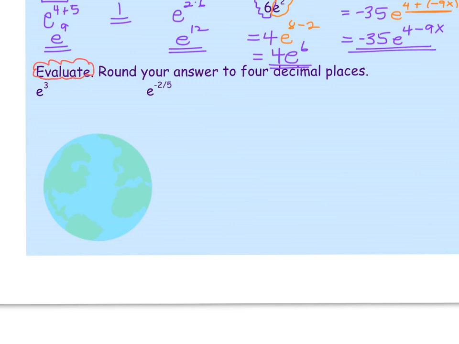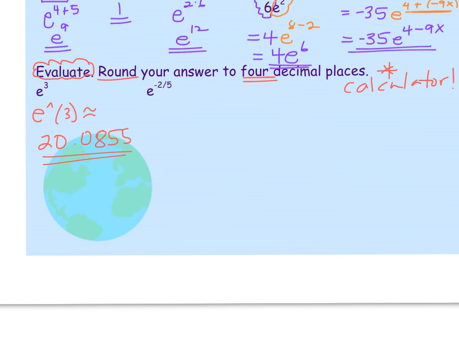Notice it says round your answer to 4 decimal places. Anytime you see round in your answer, think calculator friendly. And we'll really just plug this in. If we have e to the 3rd power, find that e function again, and depending on what kind of calculator you have, it might take a little bit. We're just going to go e with a little arrow up, and then 3. And if we round our answer to 4 decimal places, that's going to be approximately 20.0855. Make sure you can get that on your calculator.